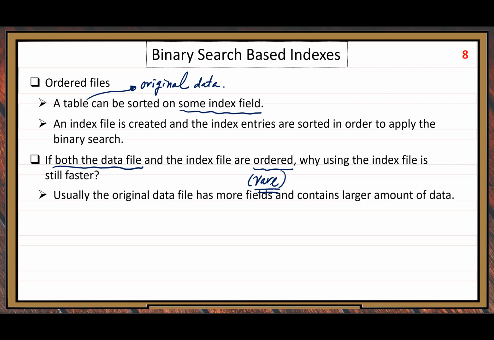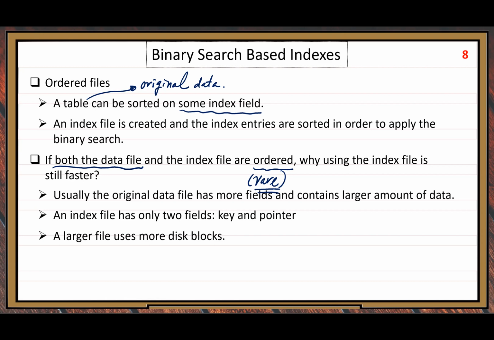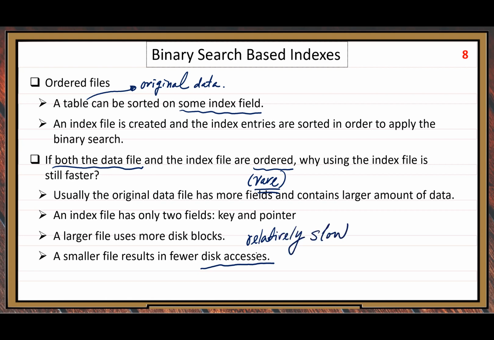Usually the original data file has more fields and contains a larger amount of data, so the size is larger. An index file has only two fields, key and a pointer, so the size is much smaller. A larger file uses more disk blocks. In other words, each disk block contains fewer records for larger files. A smaller file results in fewer disk accesses, and then it will be faster. We know each disk access is relatively slow, so we want to reduce the number of disk accesses.